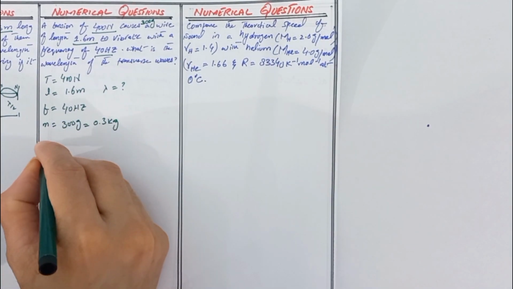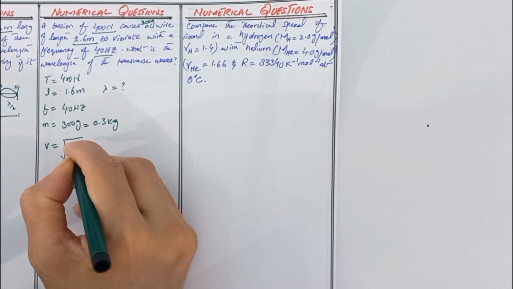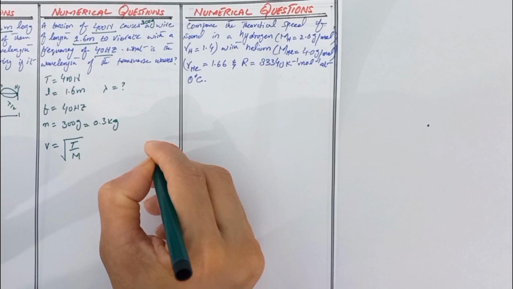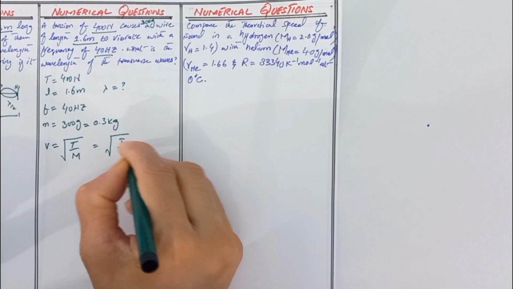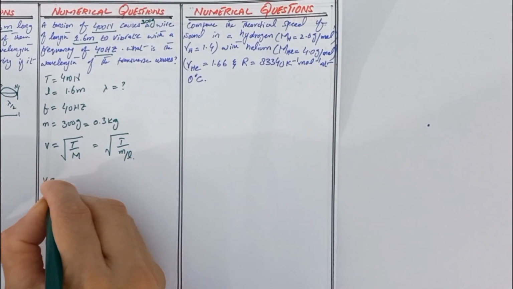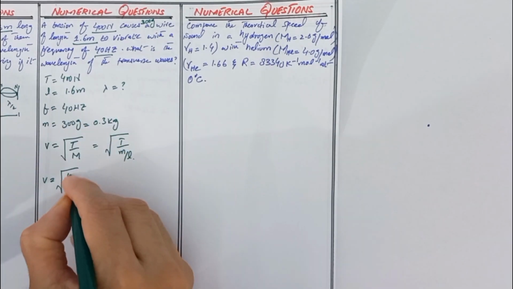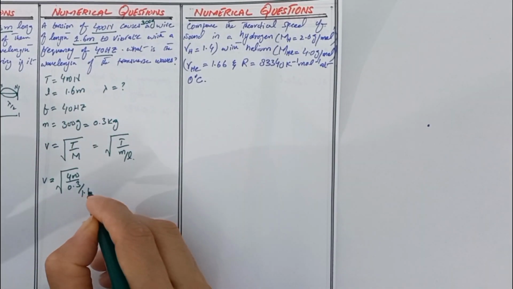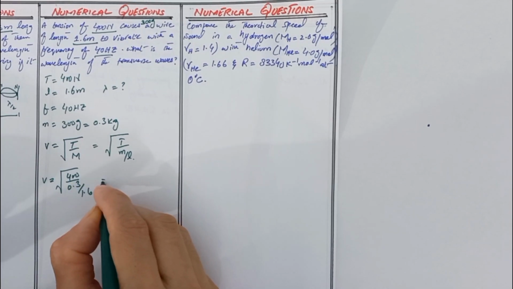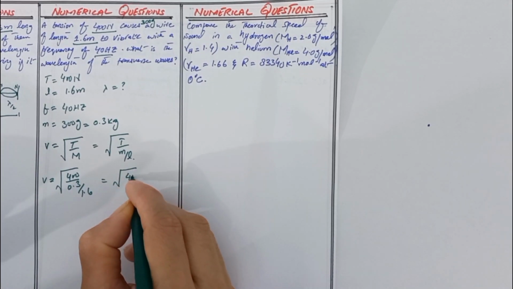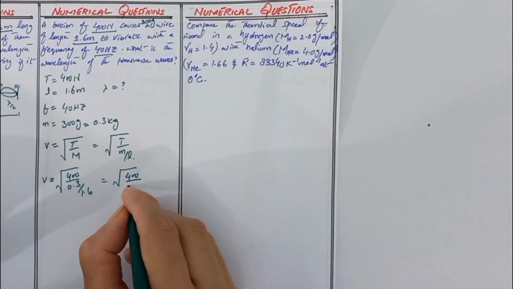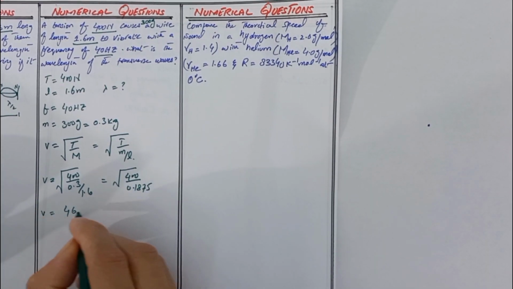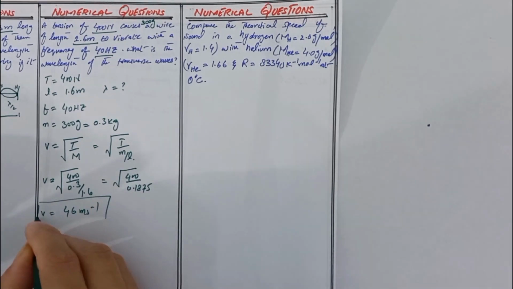So first we find the velocity. We know the velocity formula for the string: v = sqrt(T over mu), where mu is the mass per unit length. So here T is equal to 400 Newton, mass is equal to 0.3 and length is 1.6. So 400 times 0.3 divided by 1.6 is equal to 0.1875, and the velocity is 46 meter per second.